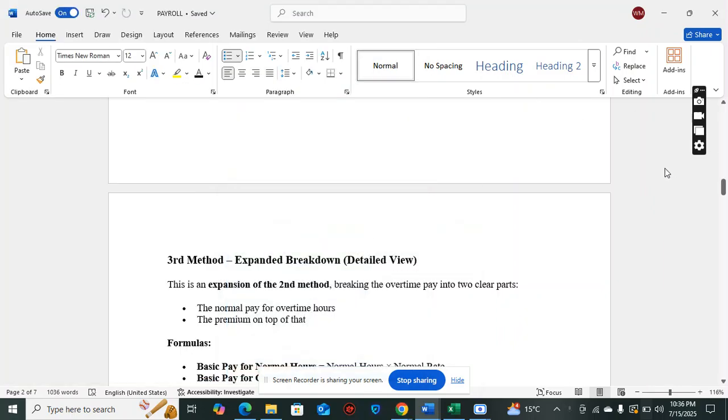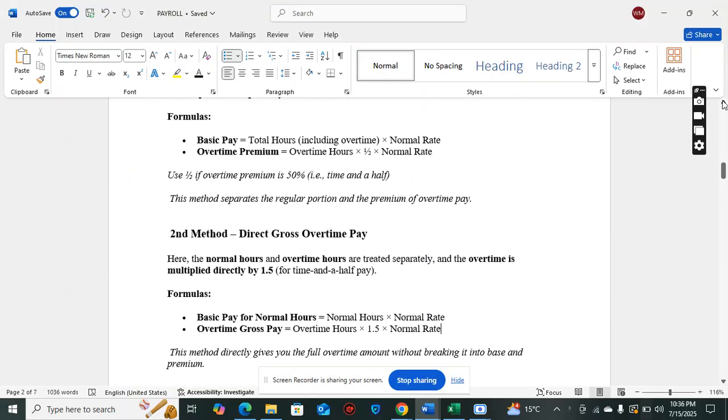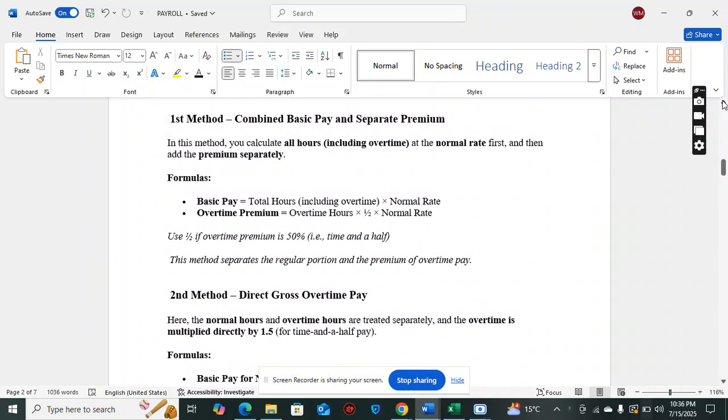Okay, so now we're calculating overtime with the gross pay. In the previous example, we only focused on the overtime hours. But this time we're also going to include the total hours the worker worked. All right.